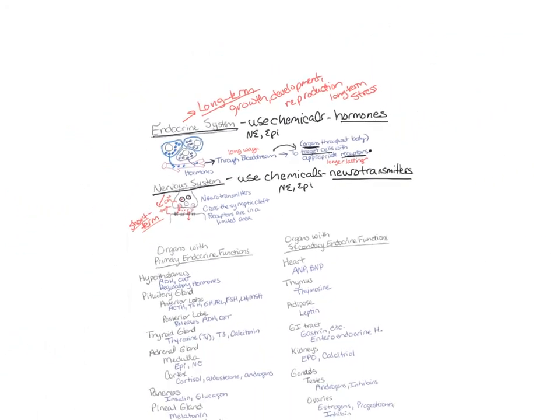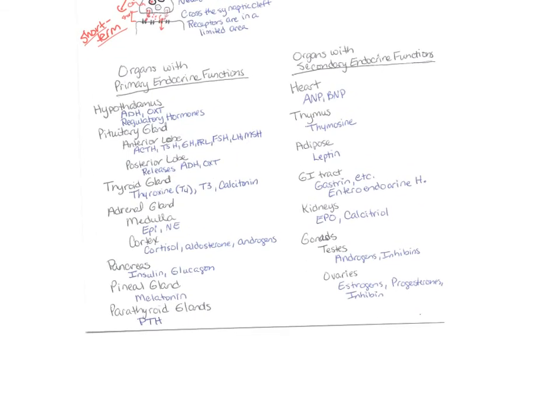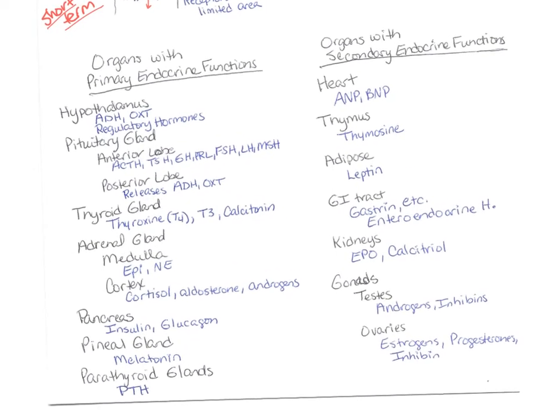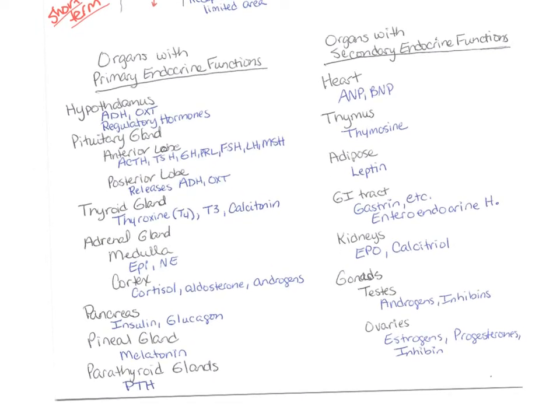All right, so let's take a look at all of the different organs that we're talking about that are part of the endocrine system. There are some organs that are primary endocrine organs. That means their job is to be an endocrine organ. Their job is to secrete these hormones. So we'll take a look at the hypothalamus. The hypothalamus secretes ADH and oxytocin, and it also secretes regulatory hormones. So we're going to talk about the hypothalamus in this video.